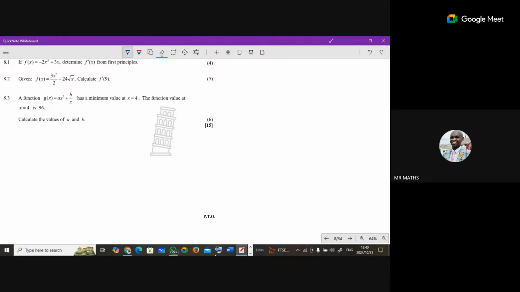Genius vibes. Okay, we go back to the work. Question 8.3 now. Given a function g of x, which is equal to ax squared plus b over x, has a minimum value at x is equal to 4. The function value at x is equal to 4 is 96. Calculate the values of a and b. So how do we go? We do that one.